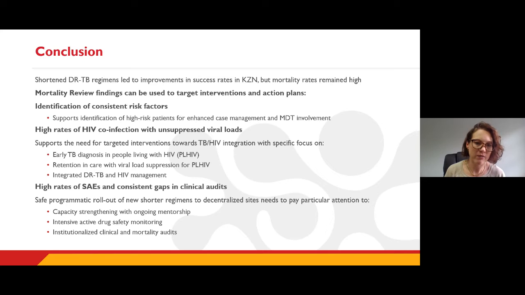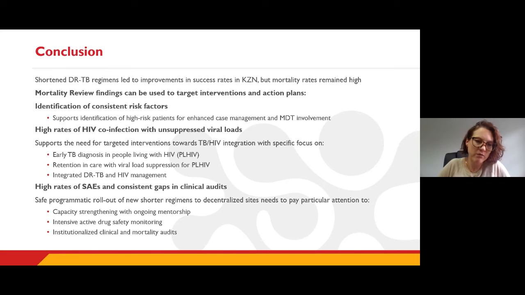The high rates of HIV co-infection and unsuppressed viral loads was a consistent finding, and that really supports the need to target interventions towards TB-HIV integration, and particularly focusing not just on what happens once they have drug-resistant TB, but includes early TB diagnosis in people living with HIV and retention in care and viral load suppression for people living with HIV, and then obviously integrated care once people are diagnosed with TB.